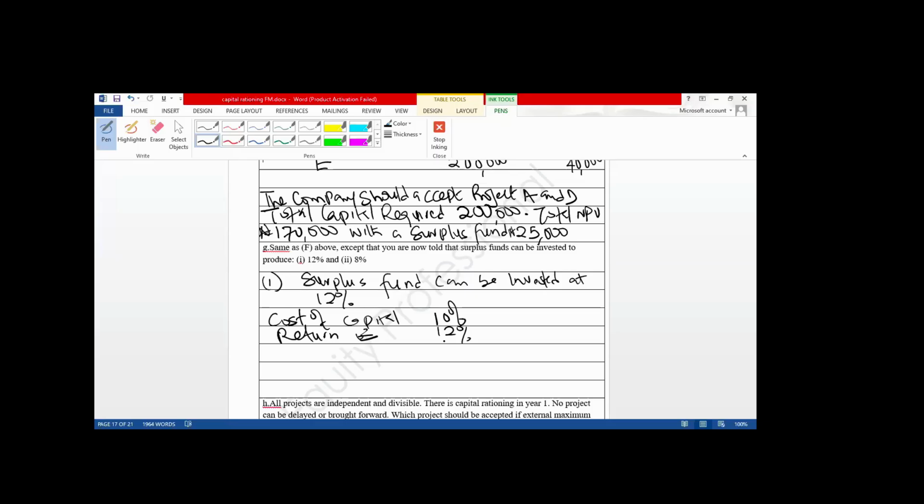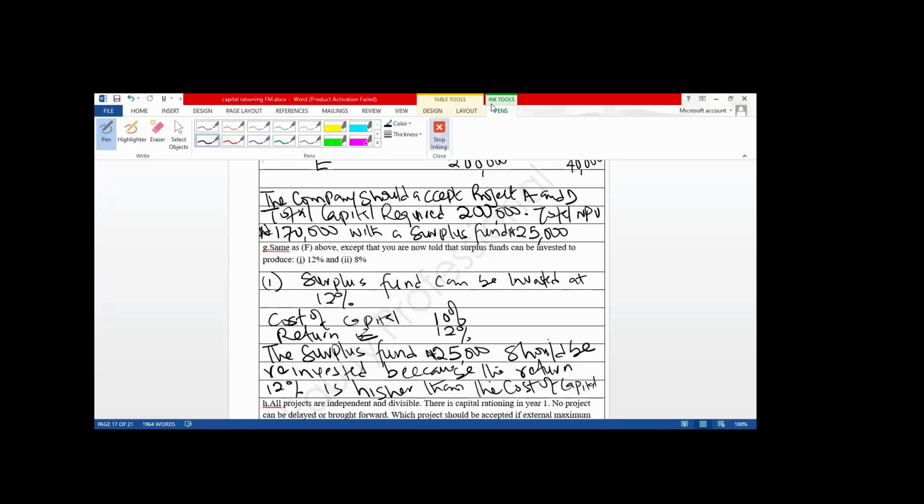You come here, look at it. The surplus fund, 25,000 naira, should be reinvested because the return, 12%, is higher than the cost of capital, 10%.